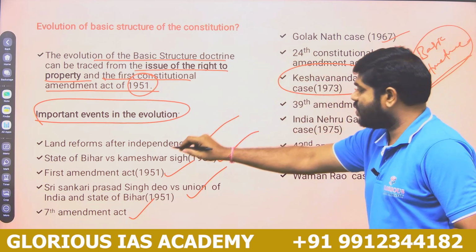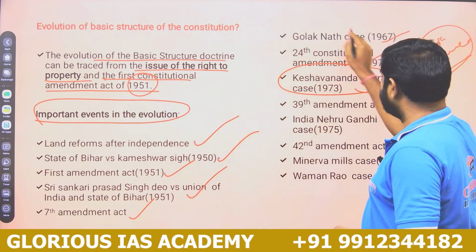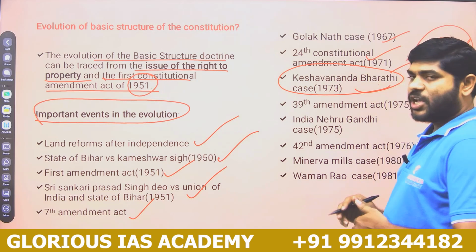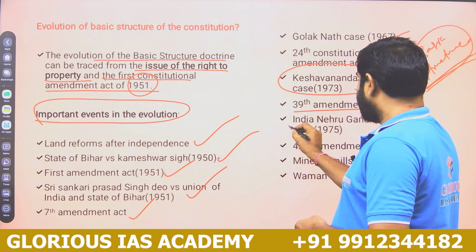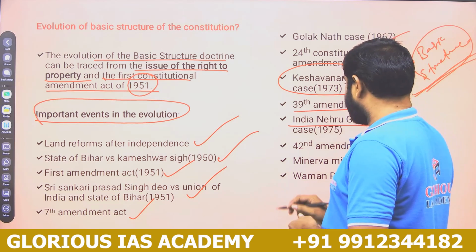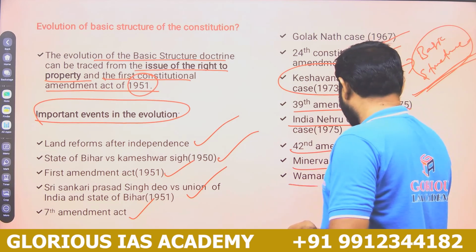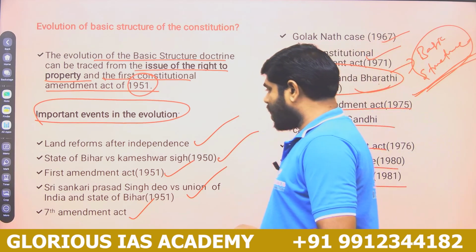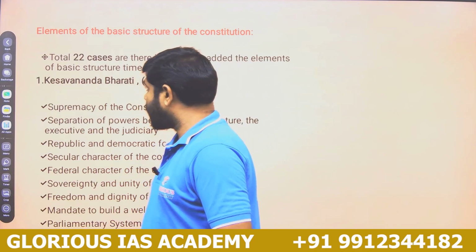The previous events are the precedent to this event, meaning all these events led to the judgment of the Kesavananda Bharati case. Next one, the 13th Constitutional Amendment Act, Indira Nehru Gandhi case, 42nd Amendment, Minerva Mills case and Waman Rao case. Because of all these cases, the Supreme Court evolved the basic structure of the Constitution from time to time.